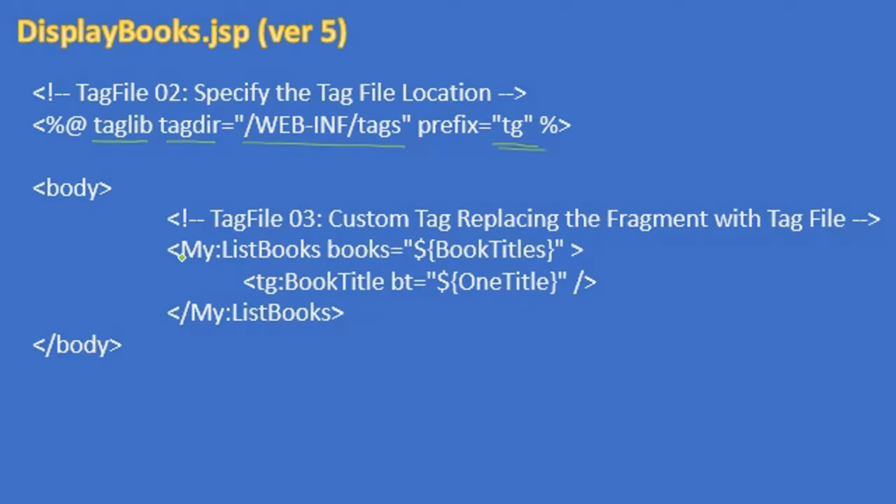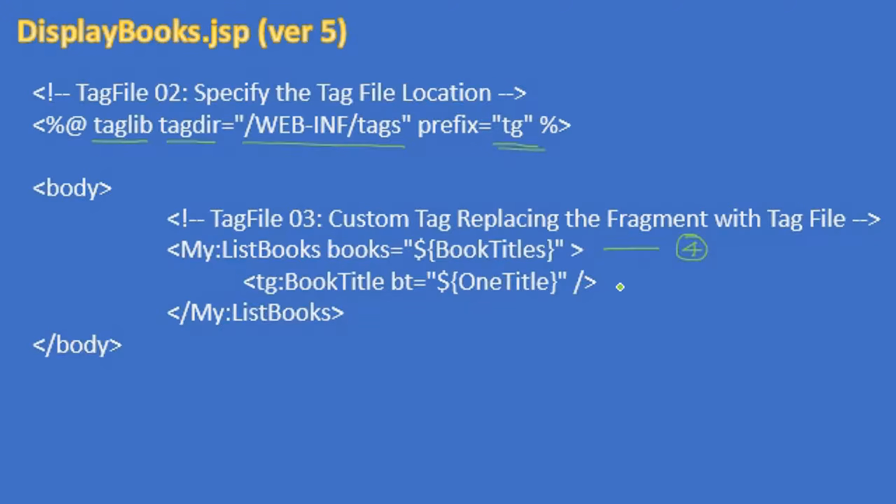tg. So in the body, we still use our existing custom tag, and we supply the collection of all the book titles. This one comes from the servlet, which makes contact to the SQL server, retrieves data, packages that in an array list, then sets the context variable book titles. So my list books attribute is coming from our TLD and tag file. Then we are supplying the data for the books attribute.